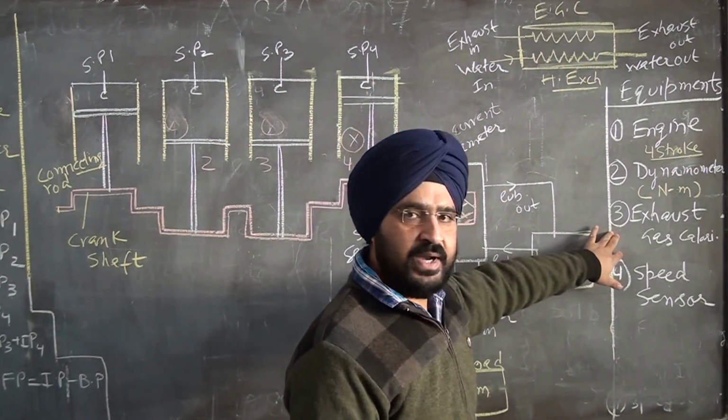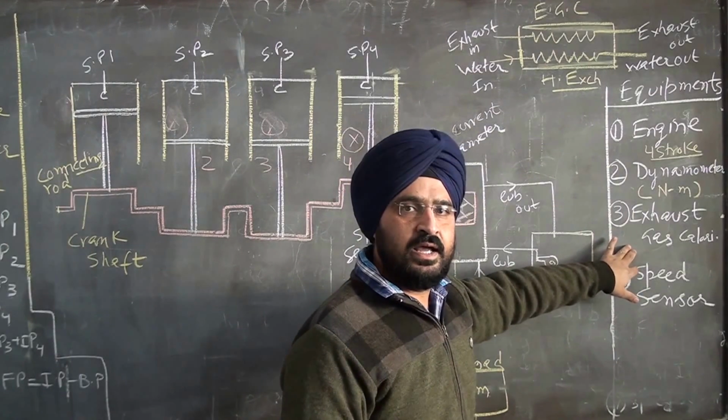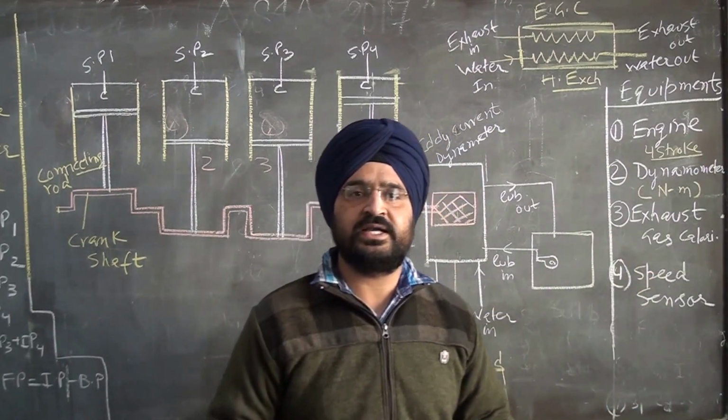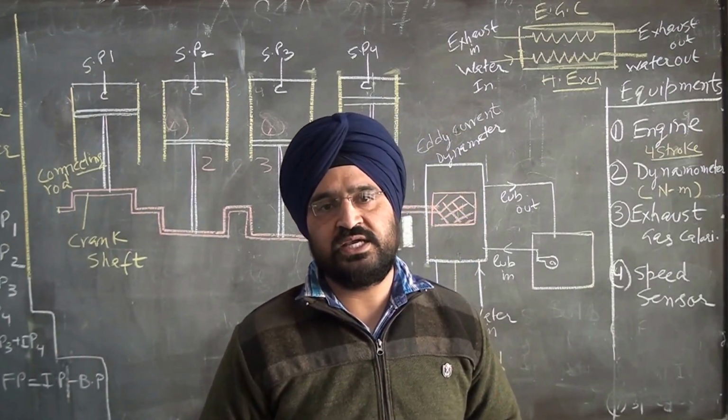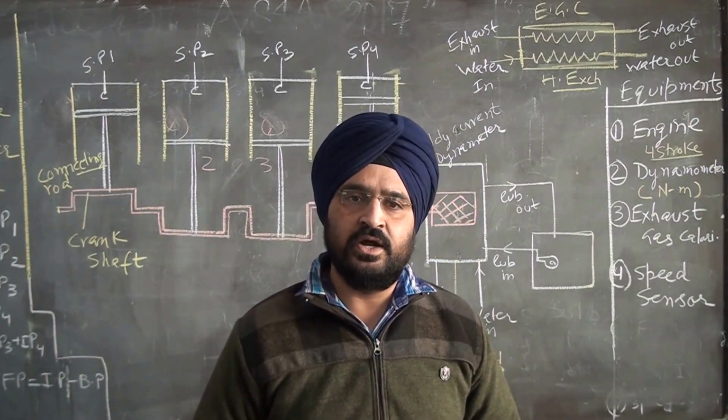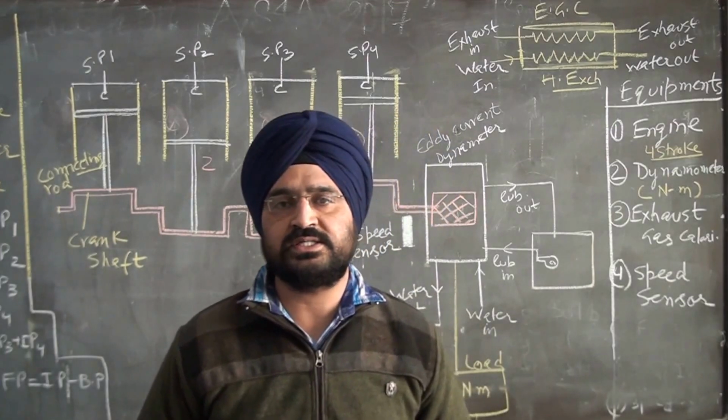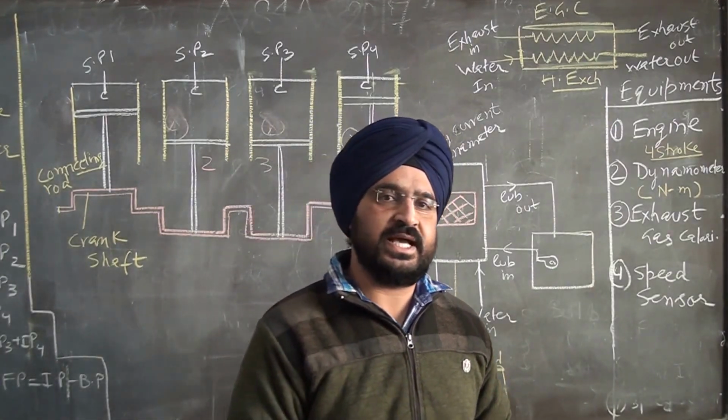What is the third equipment used? The exhaust gas calorimeter. It is used to remove the heat from the exhaust of the engine. The exhaust of the engine is at very high temperature, so to remove the heat from the exhaust gas, we are using an exhaust gas calorimeter.